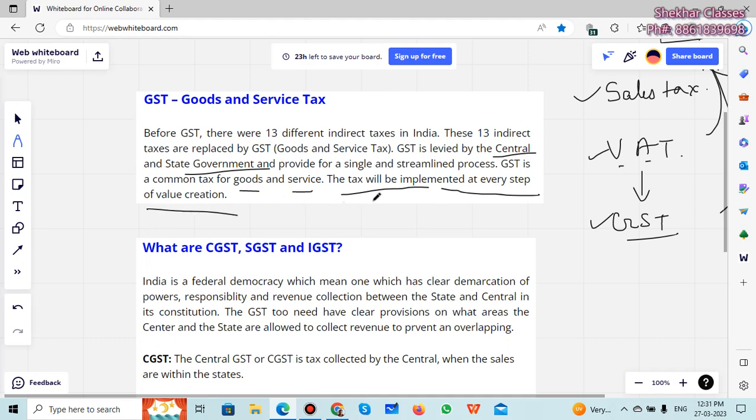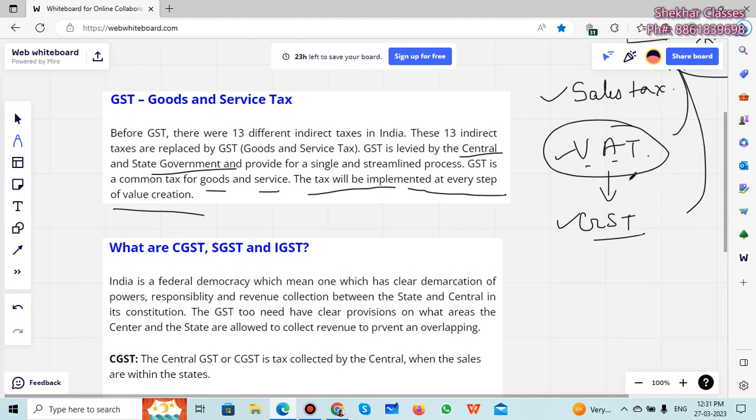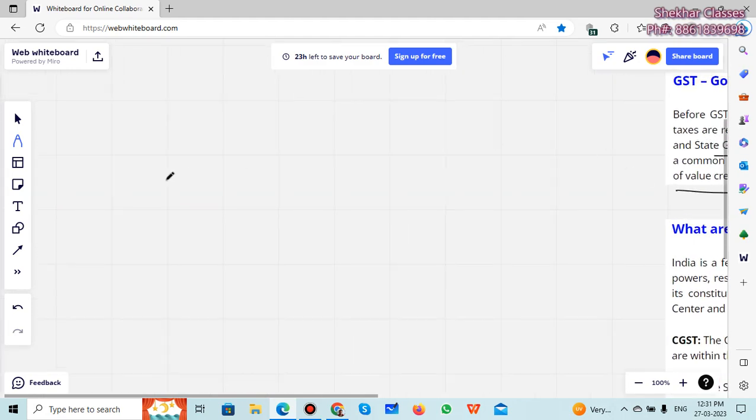See what happens here. What is value creation? On the basis of that, earlier we had something called VAT. You will understand this concept now. What happens in value creation? For example, you must have seen a river, right? Beside the river you will find sand.